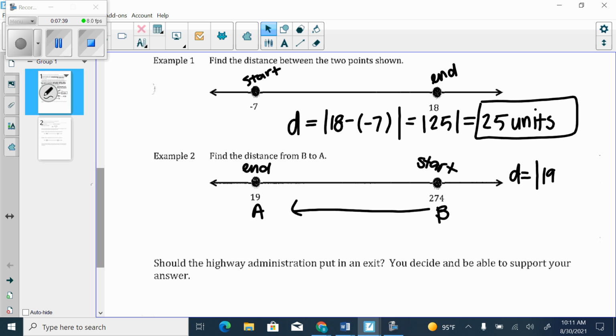19 minus 274. Very good. Right? And what is 19 minus 274? Negative 255. So it's equal to the absolute value of negative 255. But the absolute value tells us our answer is always going to be positive. So the distance between these two is 255 units.